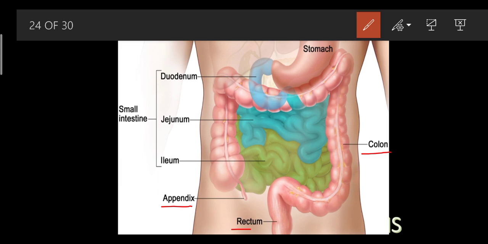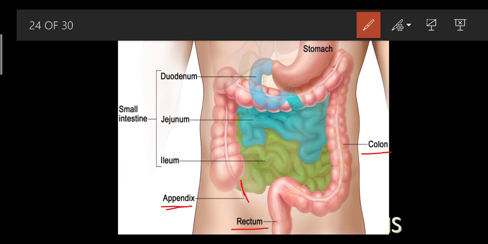Appendix, colon, rectum. Now what is appendix? What is cecum? Cecum is nothing but a small blind pouch, which is present at the junction between the small and the large intestine. When the small intestine ends, there is the starting of the large intestine. In between them there is a pouch called the cecum. And this part is called the appendix.